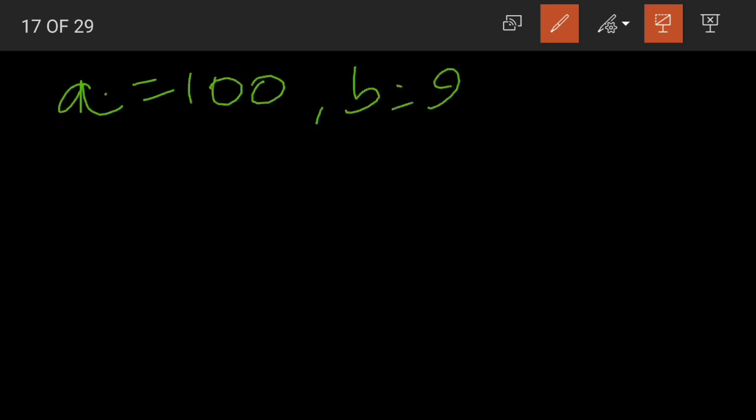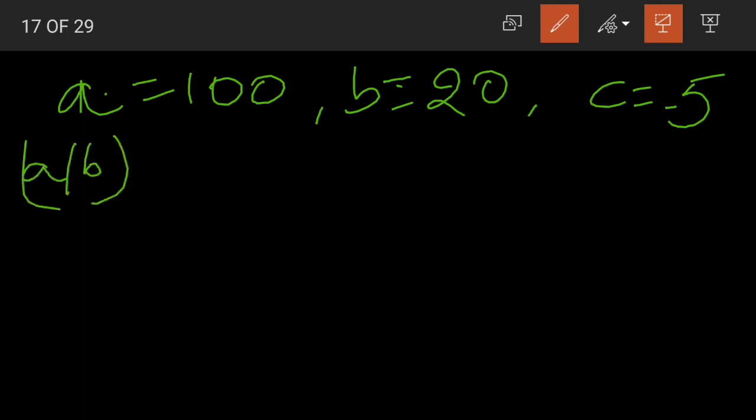Let us take an example of A is equal to 100, B is equal to 20, C is equal to minus 5. Okay class, I'll take one negative integer for your clarification sake. What is our condition? (A divided by B) divided by C is equal to A divided by (B divided by C).